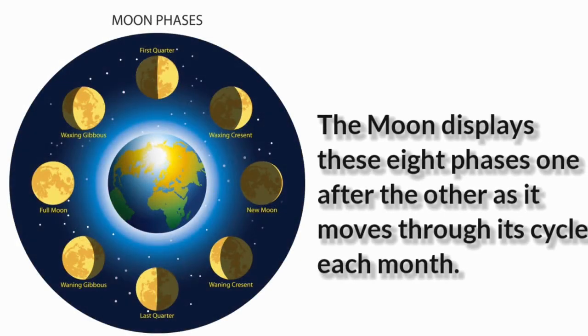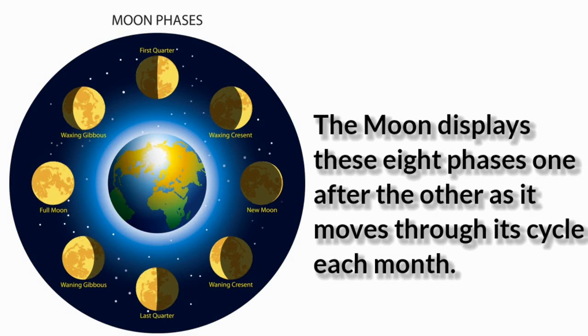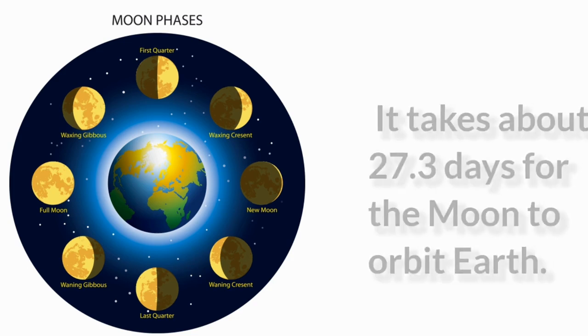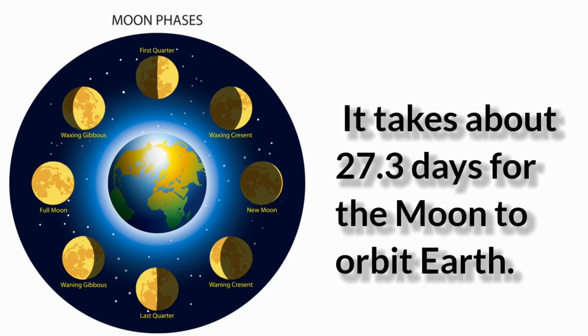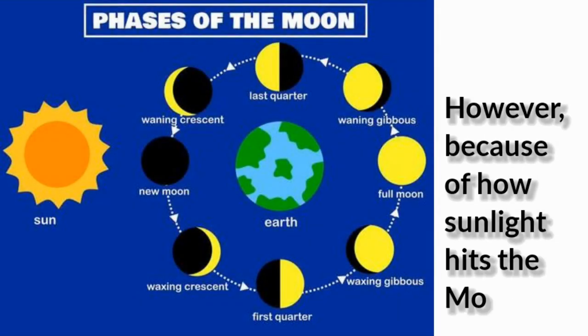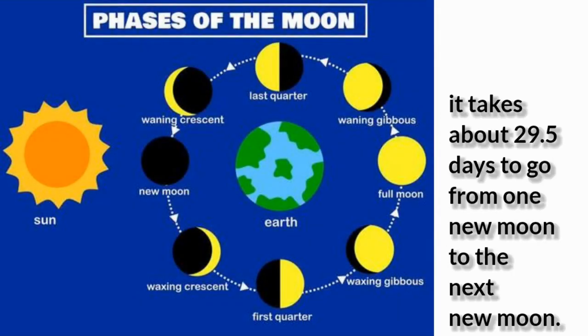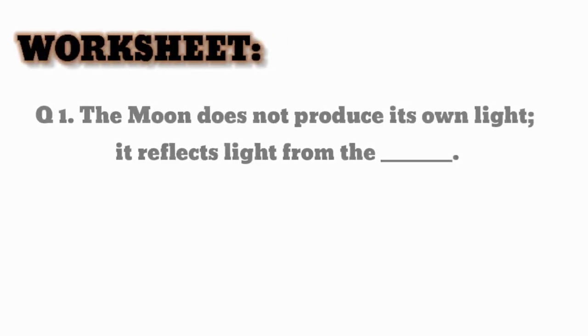The moon displays these 8 phases one after the other as it moves through its cycle each month. It takes about 27.3 days for the moon to orbit Earth. However, because of how sunlight hits the moon, it takes about 29.5 days to go from one new moon to the next new moon. Let's solve the worksheet.